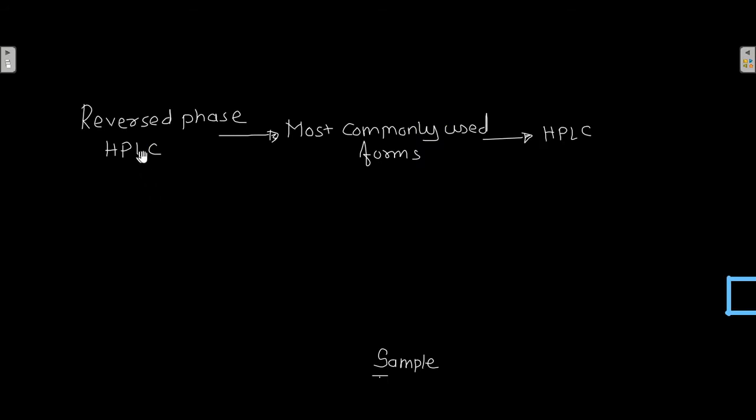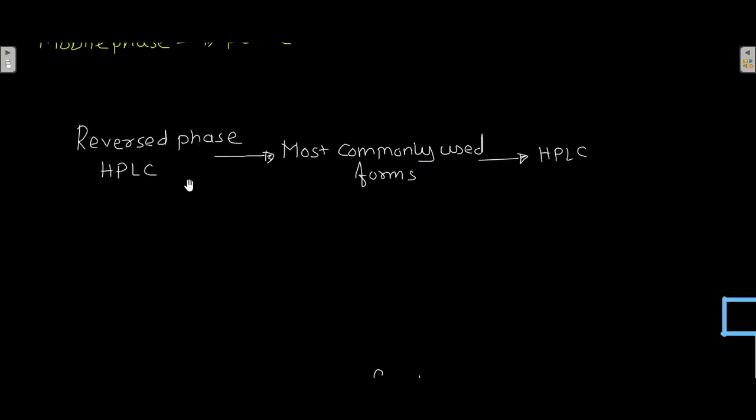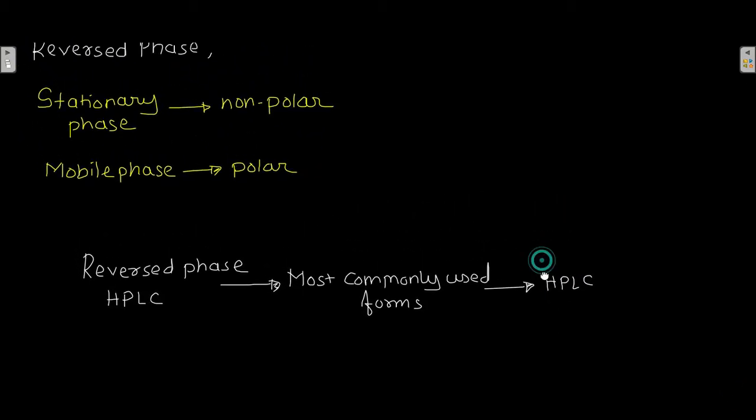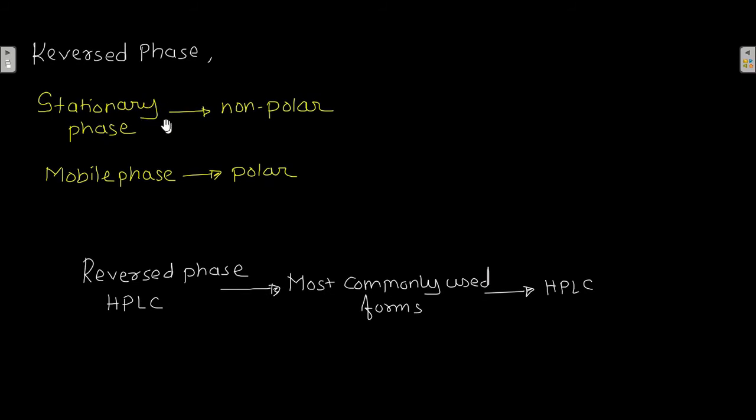Now, this reversed phase HPLC is the most commonly used form of HPLC. Okay, that is, this form of HPLC in which the stationary phase is non-polar and the mobile phase is polar is the most common HPLC that is being used.